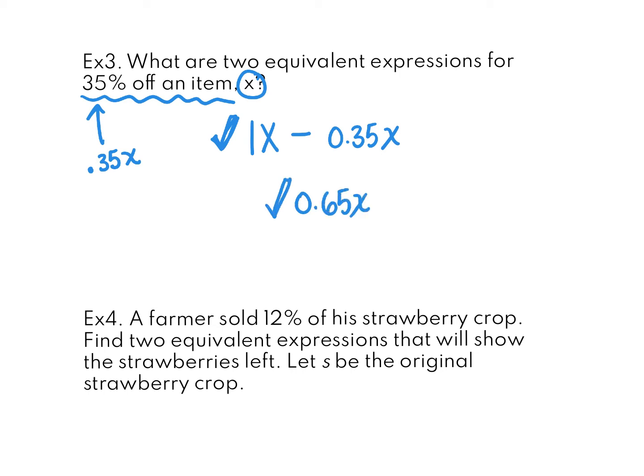0.65x. And listen, when you're taking 35% off an item, let's call this 100%. If I take 35% away, what's left? 65%. So that's why these two are equivalent.